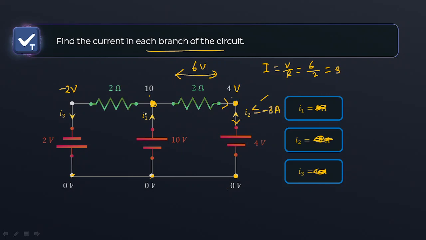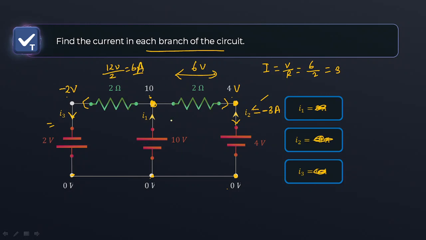Similarly, for I3, can I say that the potential drop is how much? 10 to minus 2, that is 12 volt, right? Divided by 2. So that will be 6 ampere. Now the direction of current will be from higher potential towards lower potential, so in this direction only. So it will be 6 ampere.